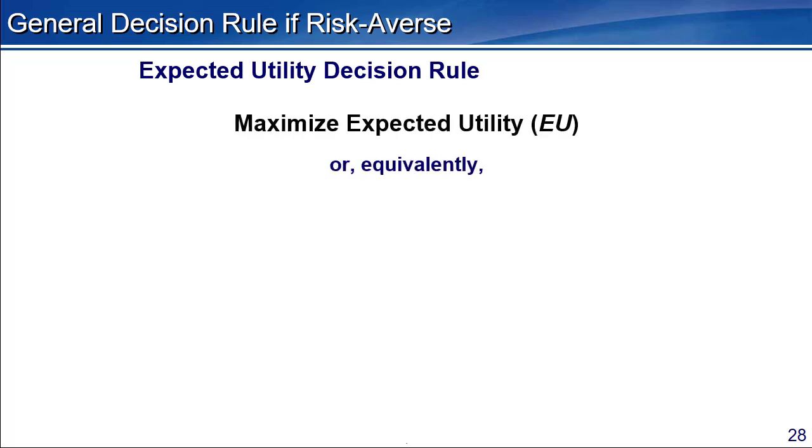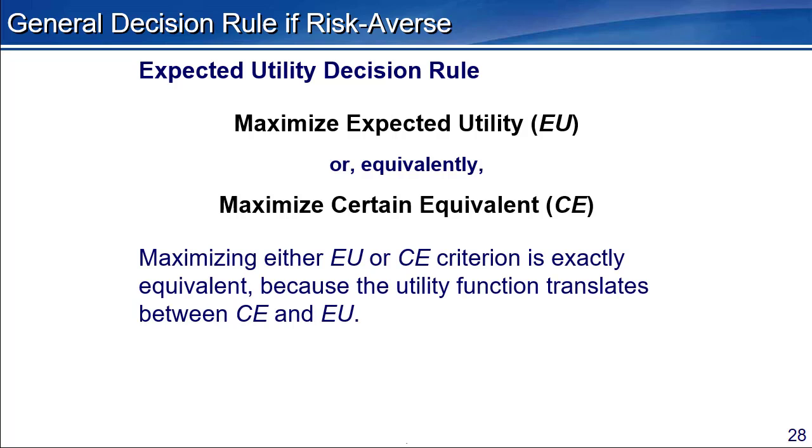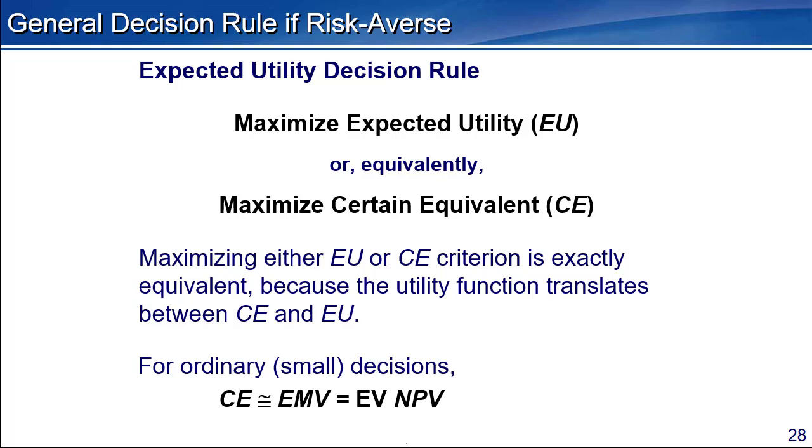NPV is the value measure if risk neutral, and NPV measures utility. However, if risk averse, the expected utility rule is simply maximize expected utility or equivalently maximize the certain equivalent, also called the expected utility decision rule because these two policies are interchangeable. They always indicate the same choice. Fortunately, for the vast majority of decisions, the effect of risk aversion is small, and the CE approximately equals EMV.